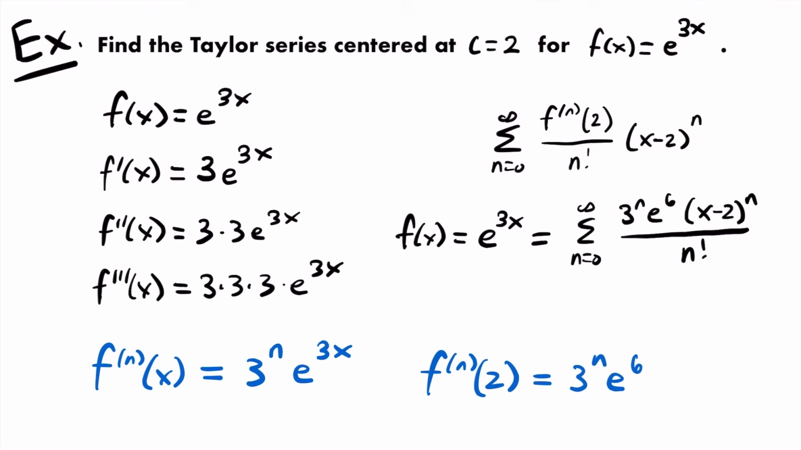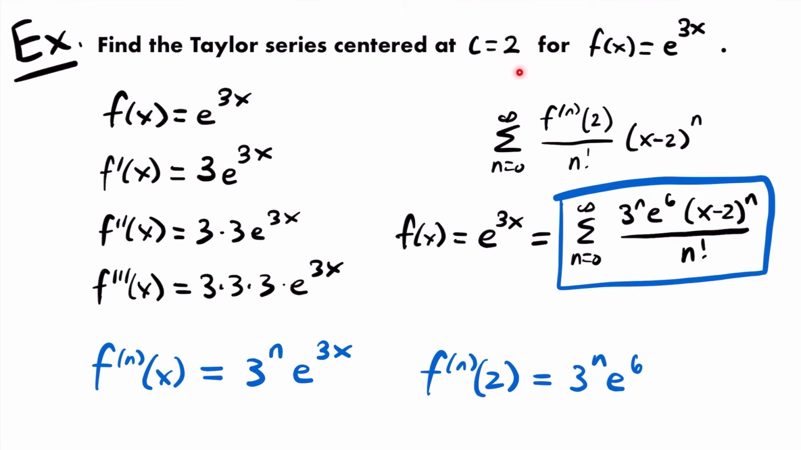Okay, now in this case, there's nothing to simplify here, and so this right here is the Taylor series centered at c equals 2 that represents this function. e to the power of 3x is equal to this power series.